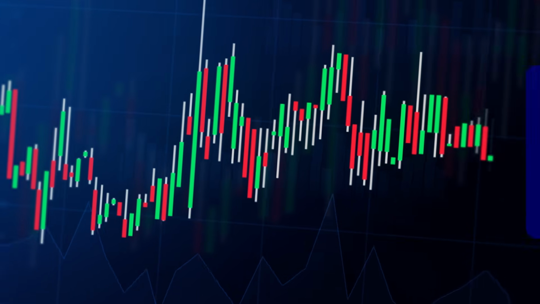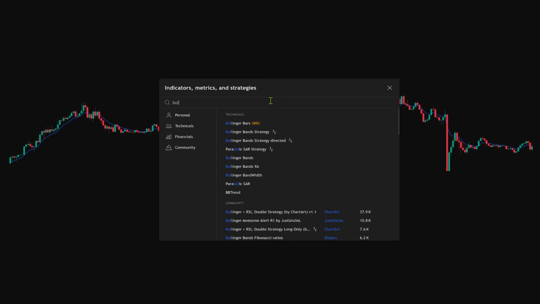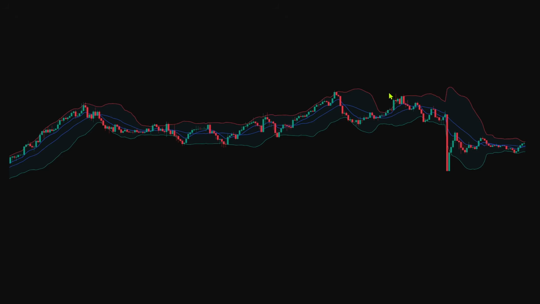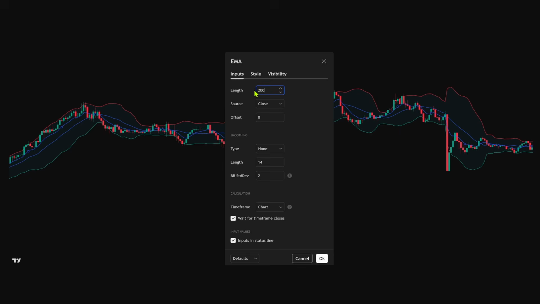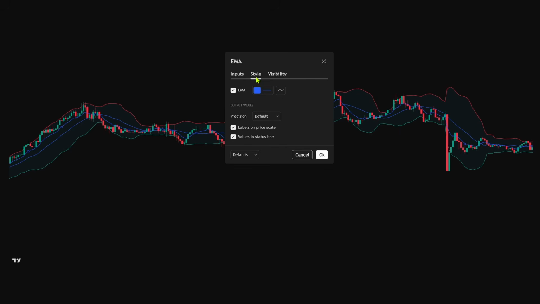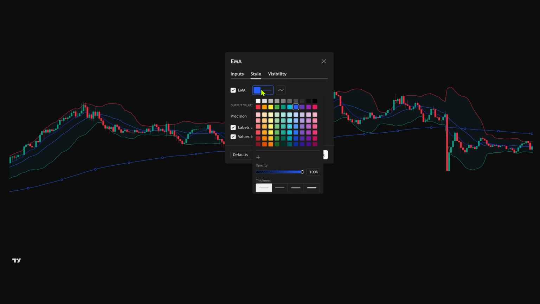Firstly, go and add these indicators to your chart. In TradingView or MetaTrader or whatever platform you're using, add the Bollinger bands, add 1 EMA and add the stochastic again. Change the period of the EMA to 200. Okay, now we need to change the colour of the EMA. I made it orange and increased the line thickness 1 notch.